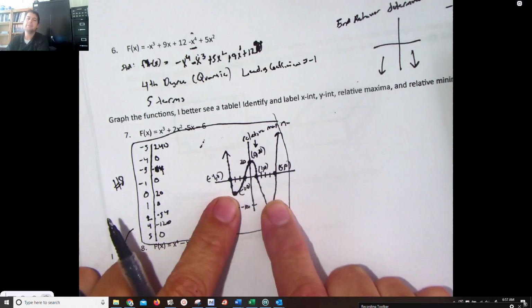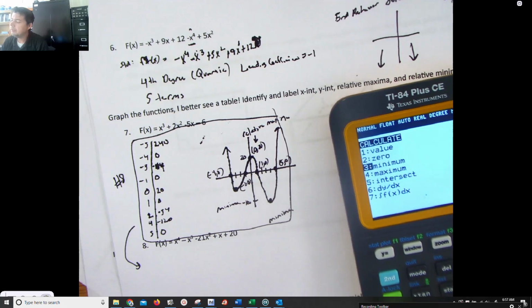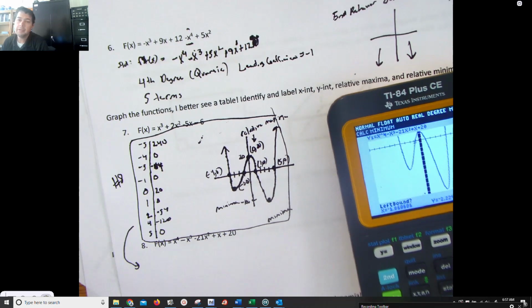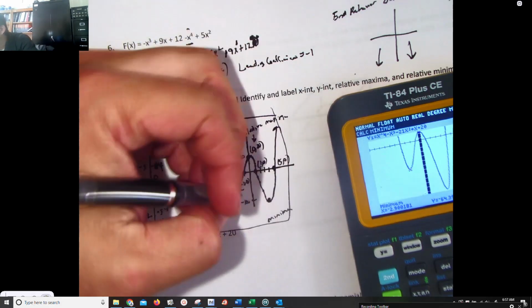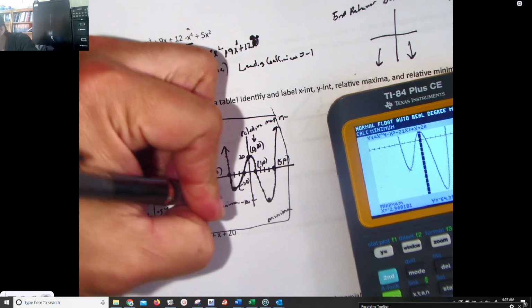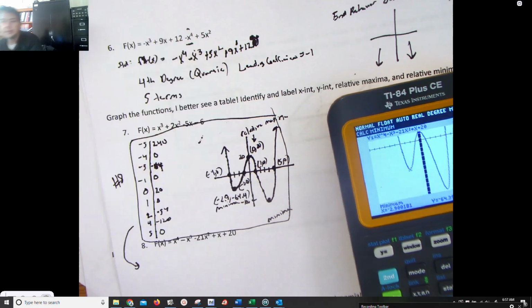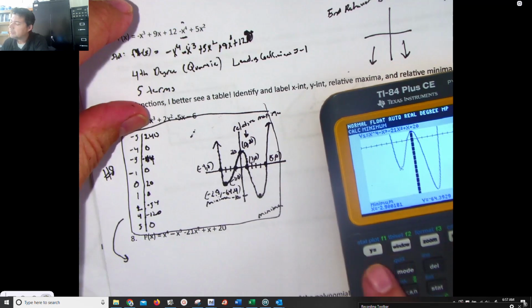They're important points. And I'm going to find that by hitting second trace 3, which is a minimum function. I'm going to get left of it, press enter. I'm going to get right of it, press enter. I'm going to press enter for yes. And it looks like it's around negative 2.9, negative 64.4. I don't have enough room to go with a lot of decimals here. There's a relative minimum.